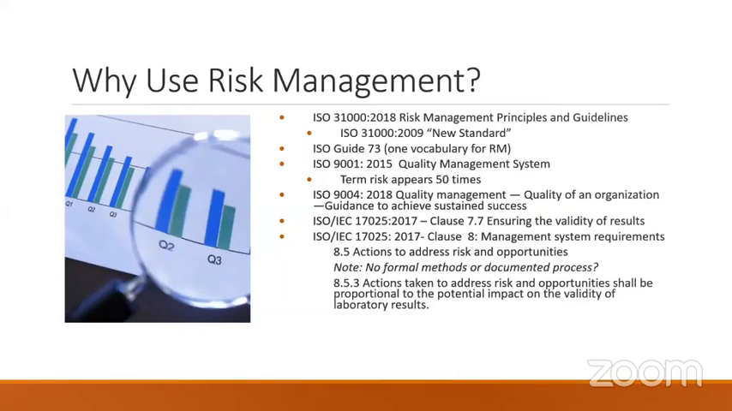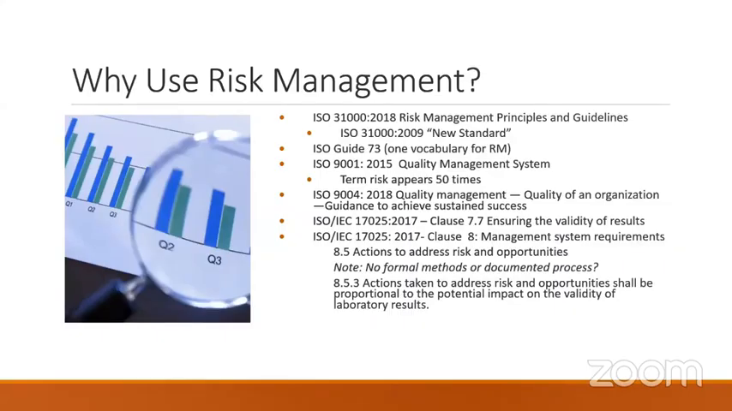Now, clause 8, and here is the first time, the 2017 version was the first time that ISO has actually explicitly put it into the standard. 8.5 specifically requires that actions to address risk and opportunities be considered. And that's where the note comes in. There's really no requirement to have formal methods. I would say that it's important to have some sort of formality associated with risk management so that you can actually deal with 8.5.3. And 8.5.3 refers to actions taken to address risk and opportunity shall be proportional to the potential impact on the validity of lab results.